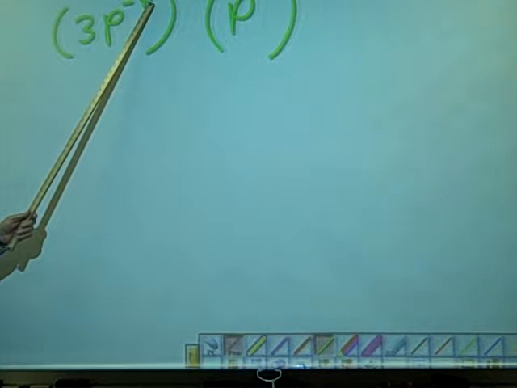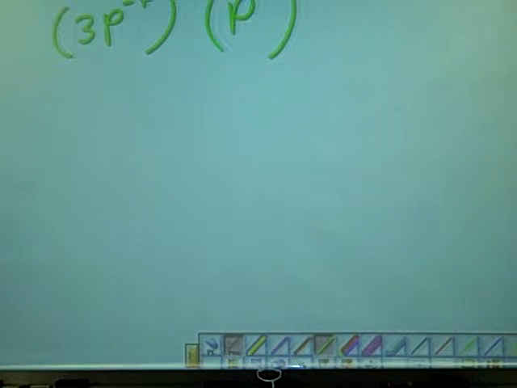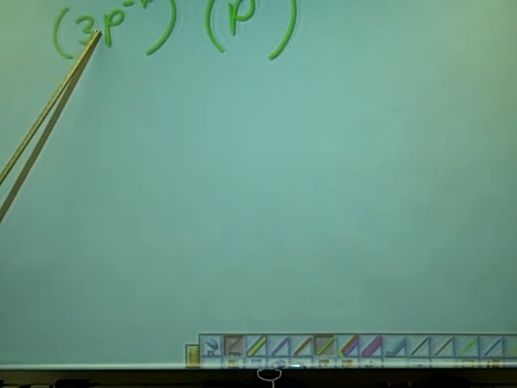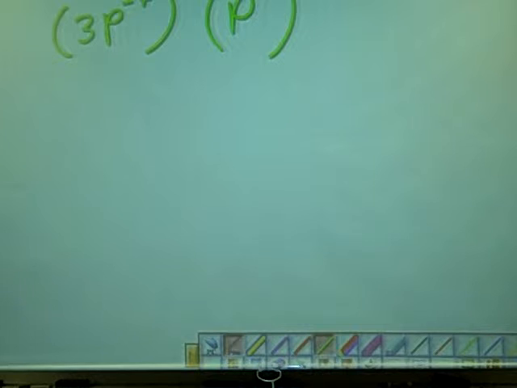We know it'll go to the P to the -4, right? But does it go to anything else? The 3, right? It'll also go into the 3. It goes into everything that's inside the parentheses. Okay? So go ahead and try this one. So you have to apply the exponents first before you can do any kind of multiplication.